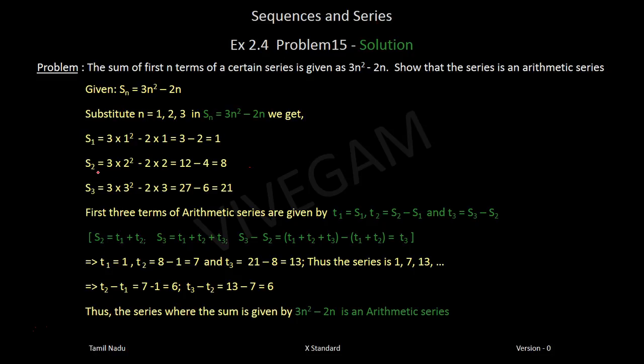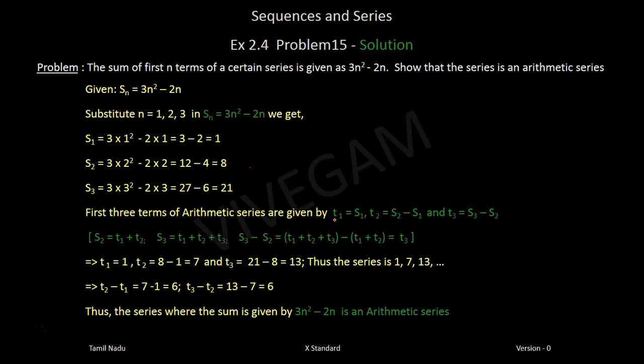s2 is putting n equal to 2. So it will become 3 into 2 square minus 2 into 2. That will be equal to 2 squared is 4, 4 3s are 12, 2 2s are 4. So it's 12 minus 4, that's equal to 8. s3 is 3 into 3 square minus 2 into 3. So this is 3 3s are 9, 9 3s are 27, 27 minus 3 2s are 6, that is 21. So s1 is 1, s2 is 8, s3 is 21.